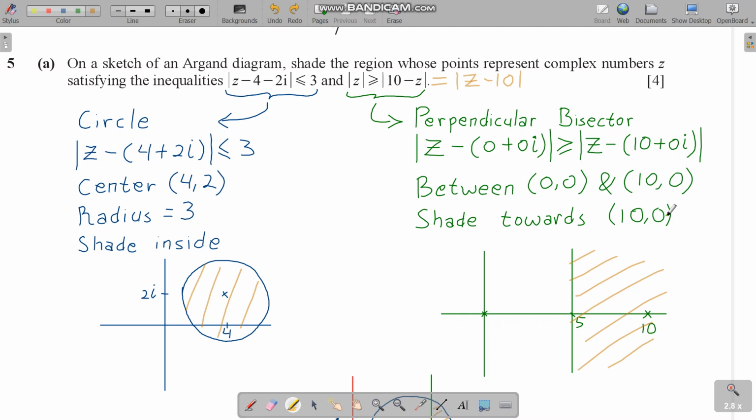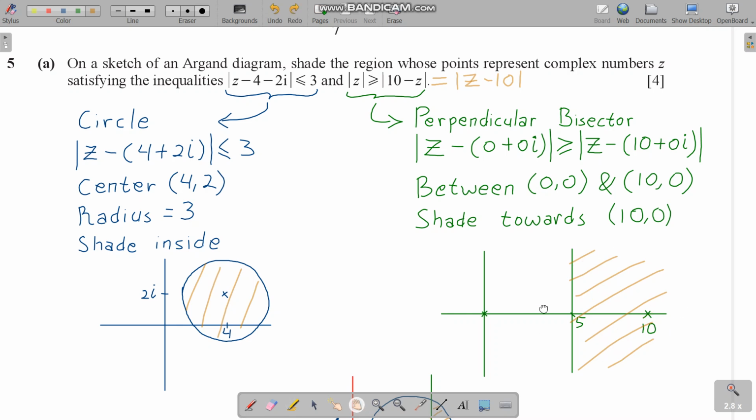So to draw the perpendicular bisector, label the (0, 0) and the (10, 0). Connect the 2 points, so this is the line connecting the 2 points. The perpendicular bisector is supposed to be perpendicular to that line, and also bisecting in the middle. So that's why we have this line vertical through x equals 5 in the middle, and we shade towards the (10, 0).